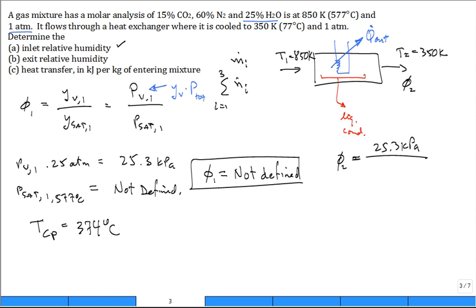And it comes out at 77 degrees C. We look up 77 degrees C. You have to do a little interpolation in the table to get that saturation pressure. It's around 41.9 kilopascal. Does that look reasonable? Good. So we get a relative humidity on the outlet to be 59%.